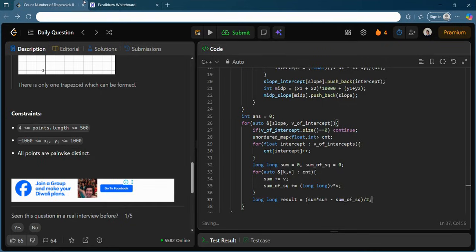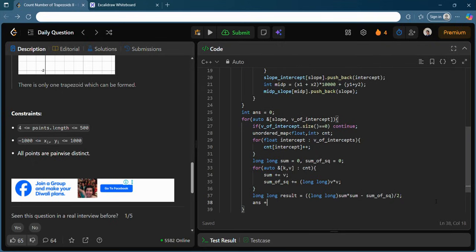This is the same formula which I have just applied right now. And since I am doing a multiplication over here, I typecasted it to long, I did a multiplication over here, I need to again typecast it to long, and this result I will add to my answer.